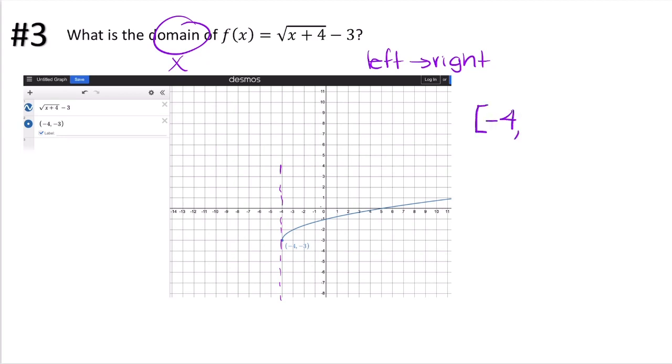And then at the rightmost point, this graph just keeps going to the right forever. You can zoom out in Desmos and see that it's going to go on forever. Remember, that means it's headed to positive infinity, so I'm going to write infinity. Since infinity is not a specific number, I'm going to use an open parenthesis with that. Okay, so that's the domain.